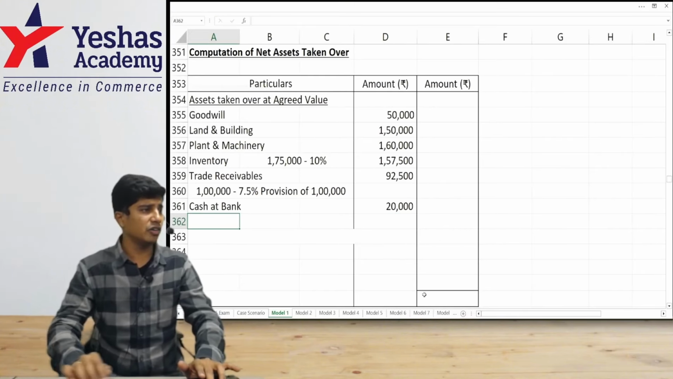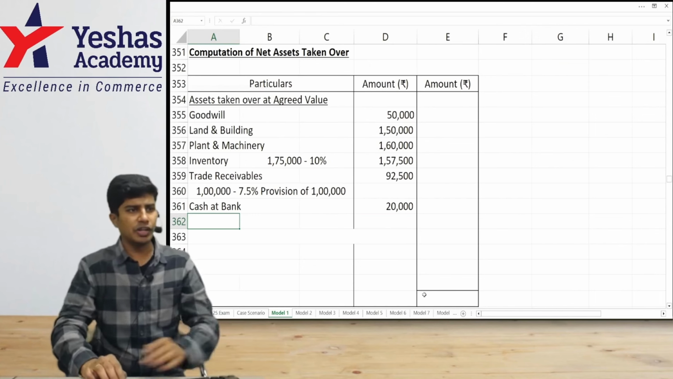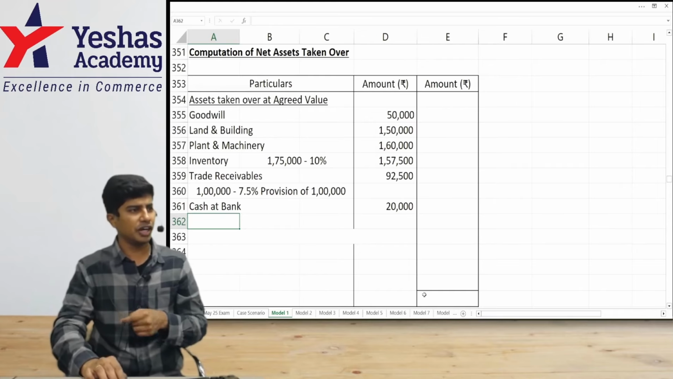And now don't tell me the agreed value for cash and cash equivalent is 19. 20,000 rupees worth of cash is taken over at 19,000.